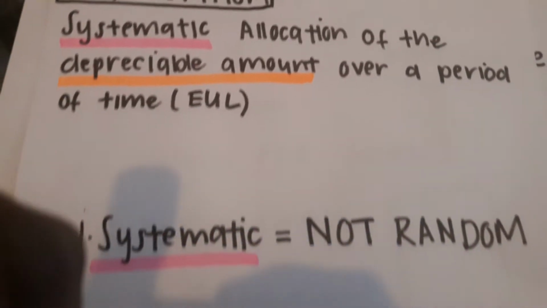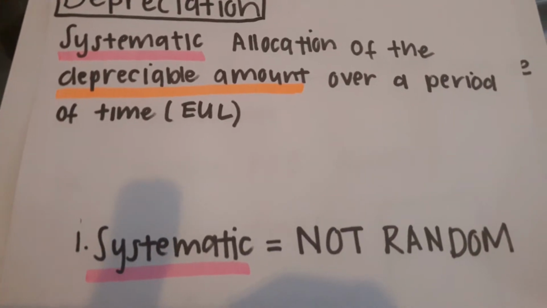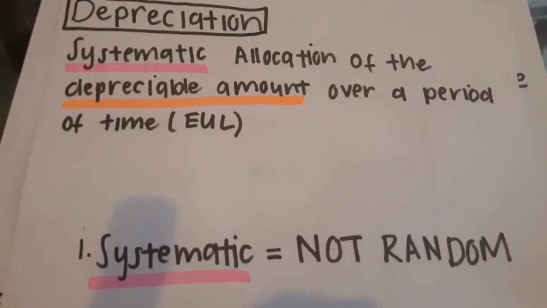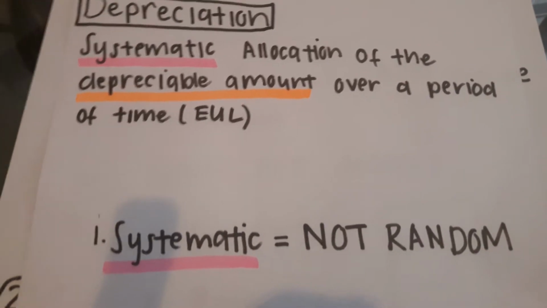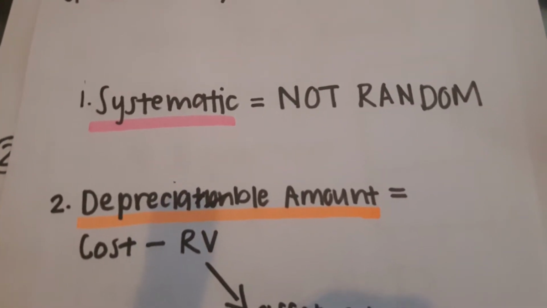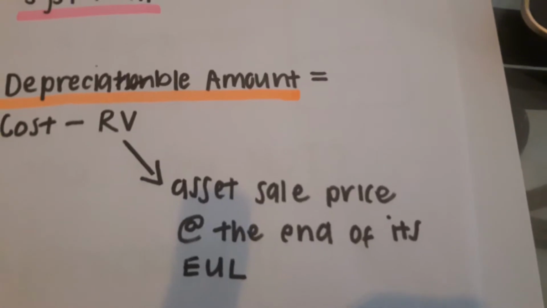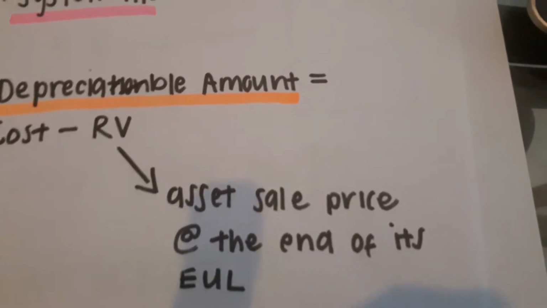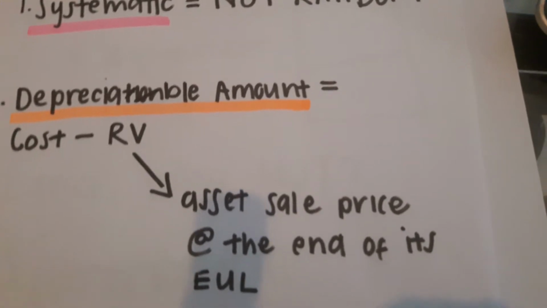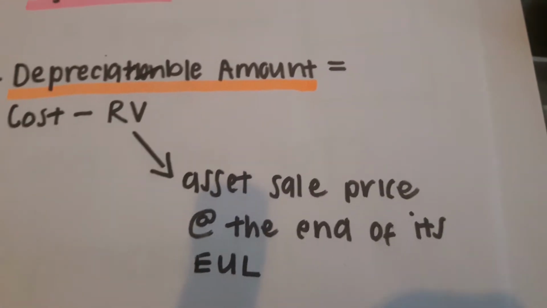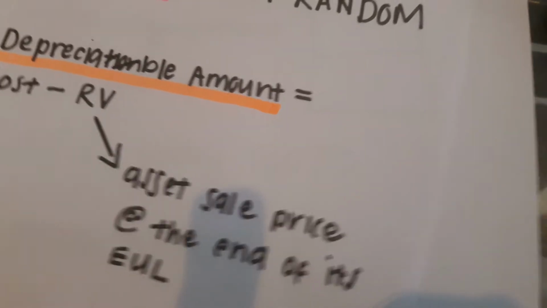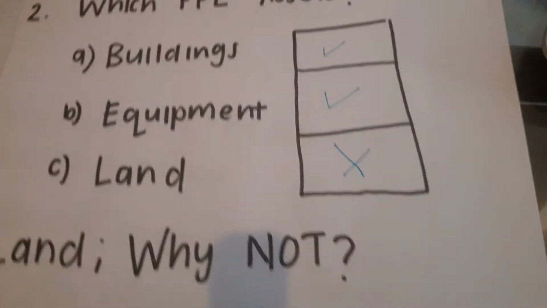Systematic means that it is not random. It's based on a system, and the system is applied consistently throughout the useful life of the asset. The depreciable amount is the cost minus the residual value, and the residual value is the asset sale price at the end of its useful life. So what is the business going to sell this asset for when they're done using it? In layman's terms, depreciation is the cost of using the asset, and we need to account for this cost.